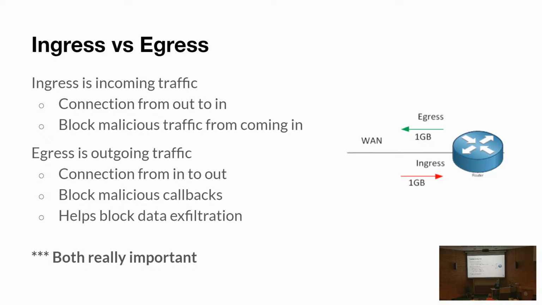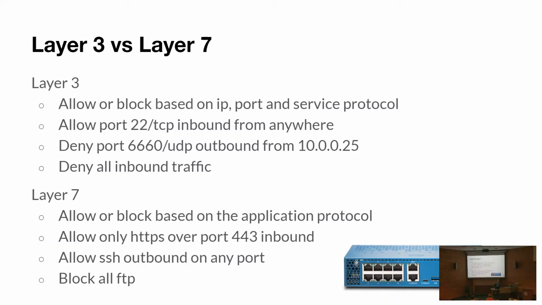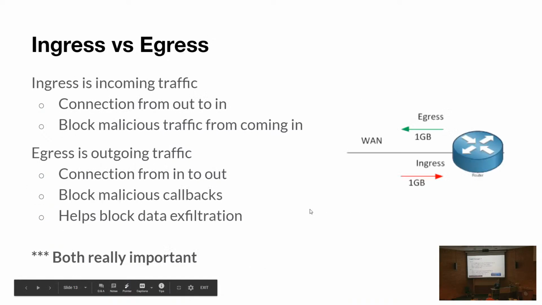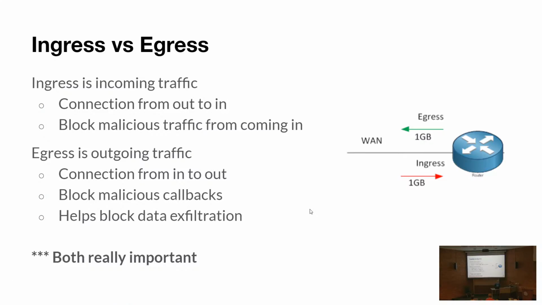So if bad guys do get some malware on your system and then that malware wants to go talk to its command and control network to see what it needs to do, then good egress rules can block that. And it also helps block data exfiltration. So if you have that layer 7 firewall that I talked about right here, that can actually look at the data, and depending on the type of firewall you get, it could even filter things like credit card numbers or social security numbers and prevent them from leaving your network. So both are pretty important.